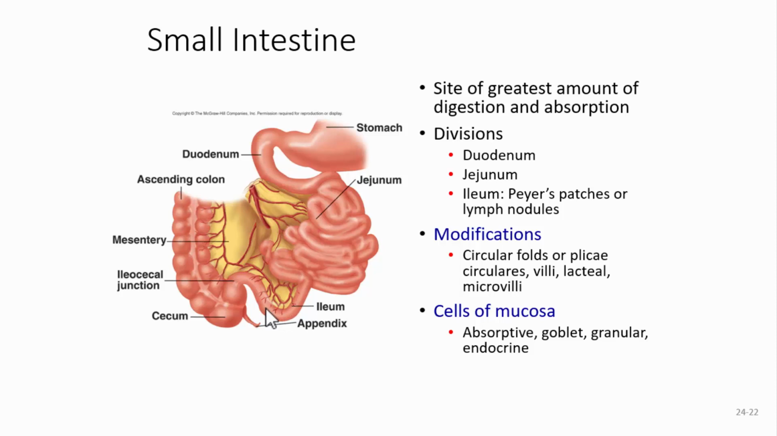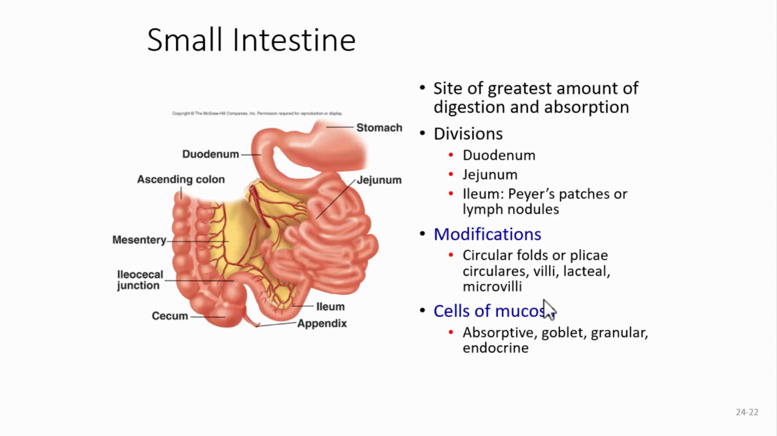And some of the modifications that we're going to see, there's going to be circular folds, which are called the plica circularis. We're also going to see villi, which are finger-like projections. We'll see a lacteal. This is some lymphatic vessel that is going to be found within the villi. And again, this is for absorbing certain fats. And then we're going to see microvilli.